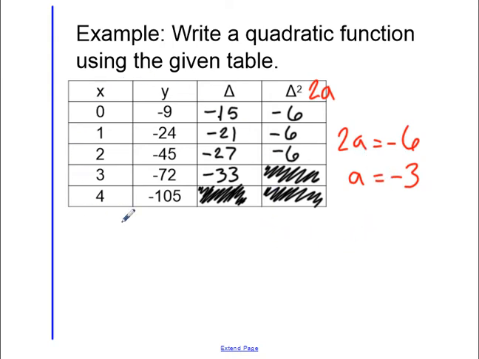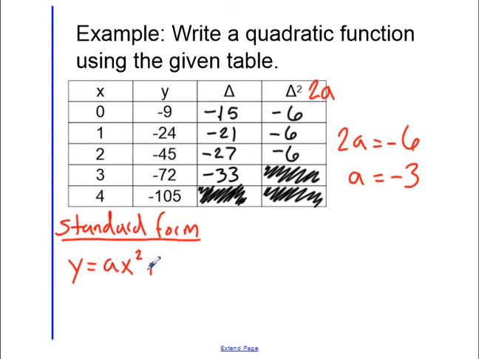Now up here, there's no information about our vertex. So using vertex form is not helpful when creating a quadratic function from a table. Instead, what we want to do is use standard form. Standard form is y equals ax squared plus bx plus c. We're given an a, so that's awesome. We can definitely plug our negative 3 into this a spot, and that's one step closer.